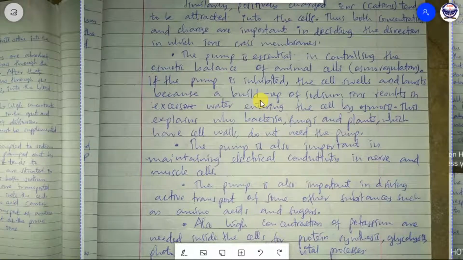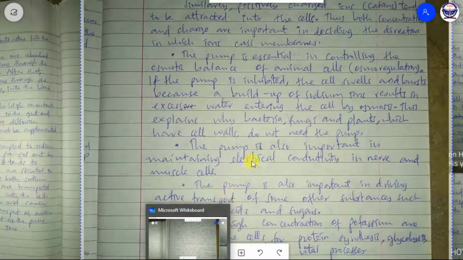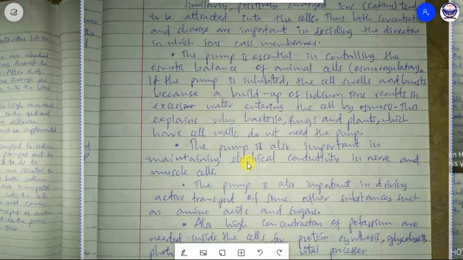But in the case of animal cells, they require the pump for osmoregulation, maintenance of the amount of ions inside the cell, and thus, due to maintenance of the amount of ions inside the cell, that will lead to osmoregulation and hence maintenance of water. But if the ions could not be maintained, that means even water could not be maintained, and thus at the end of the day we would end up with the bursting of the cell.